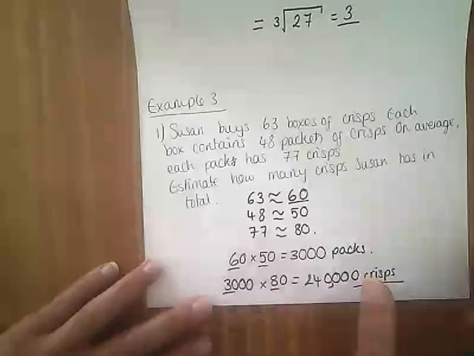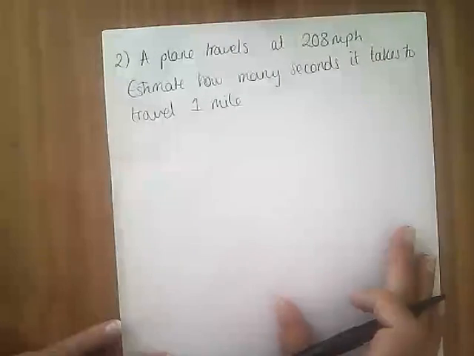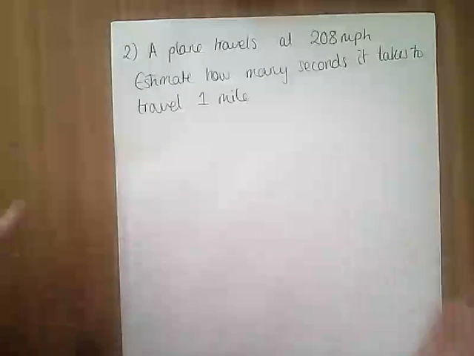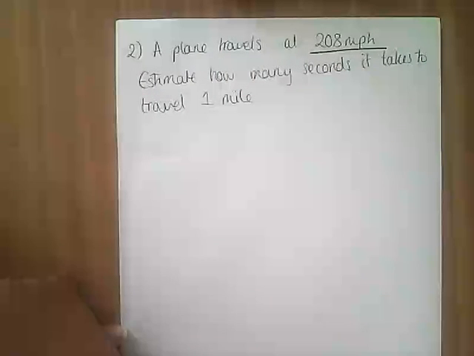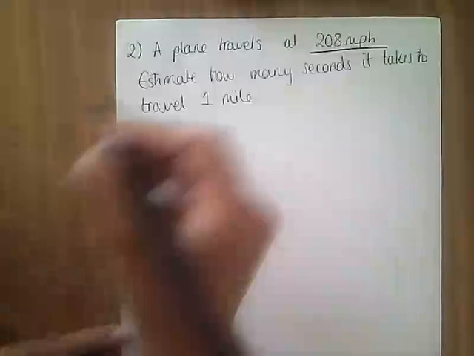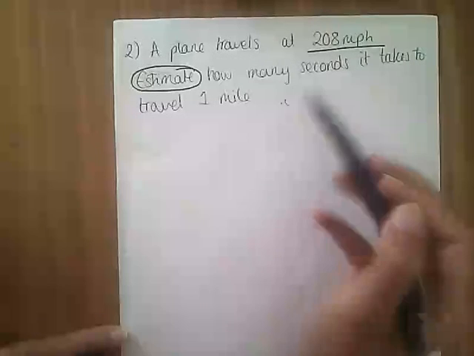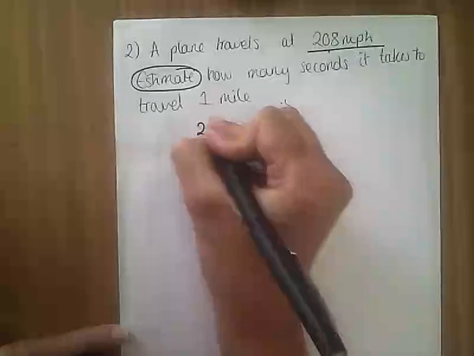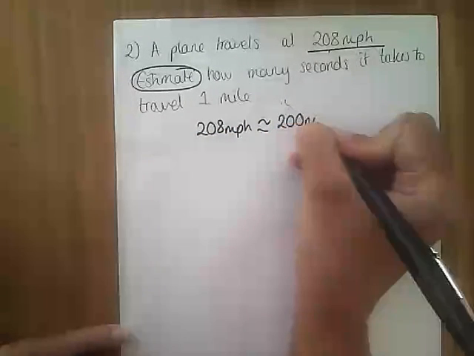Alright, okay, last example is going to be the worst one you'll ever get. But saying that, they put it in a couple of times, and if they put it in a couple of times, that might mean it might come up again, okay? Right, a plane travels at 208 miles per hour. Estimate how many seconds it takes to travel 1 mile. We've got to estimate. Okay, well the only number we've been given is 208 miles per hour. So let's round that to start with. So 208 miles per hour to one significant figure is 200 miles per hour.